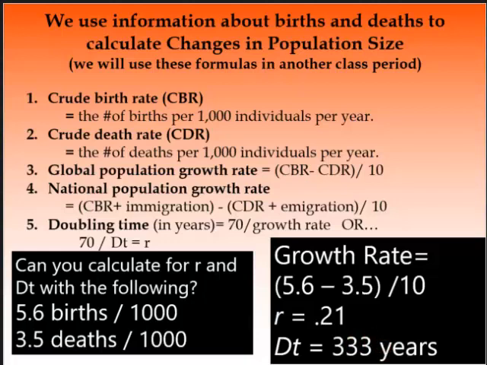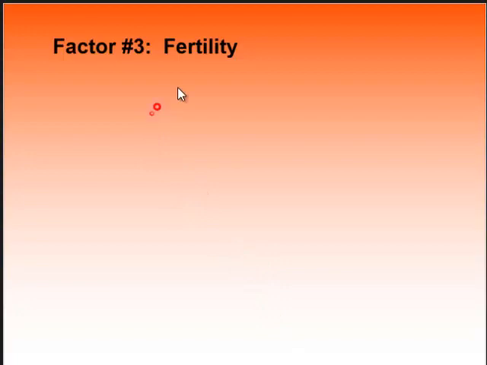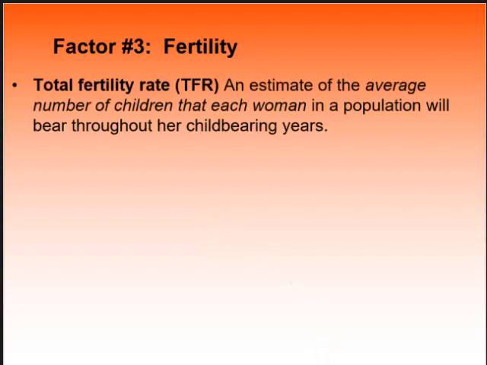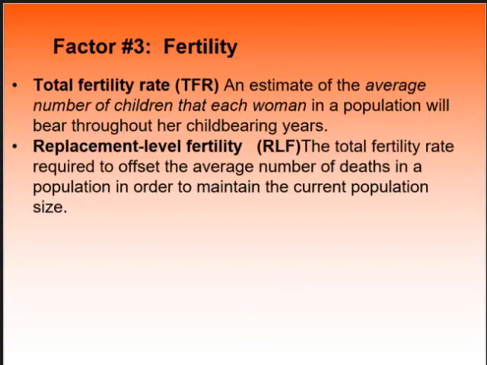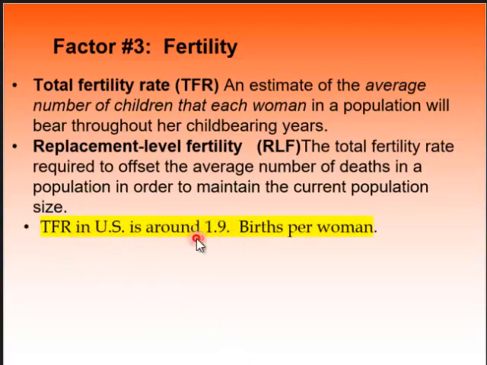That's how that works. Okay, another factor is fertility. So you have to know some other words with this. One is total fertility rate, which is the average number of children that a woman will have during her childbearing years. Of course, we're not going to have a woman who's 80 years old having a baby. Replacement level fertility, RLF, is the rate, the total fertility rate, that we need to offset the number of deaths in a population. So ours is 1.9. Actually, it's lower than that now. In your book, it's 1.9. I think we're down to like 1.76 in October of 2017.